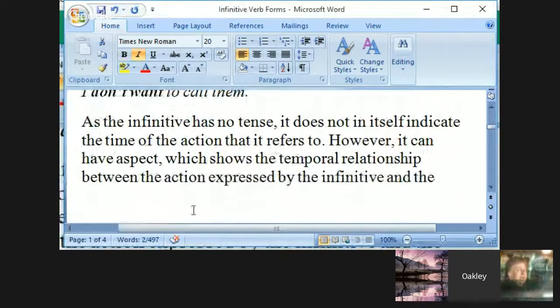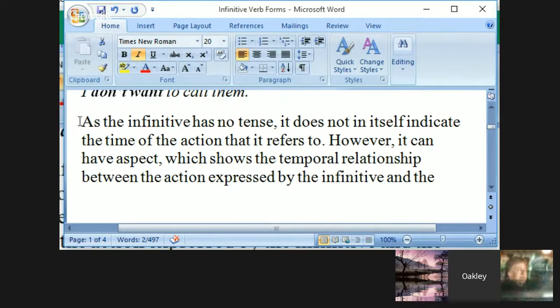Hello, Ken. Hi, welcome. Yes, hello, thank you. Okay. We're looking, welcome. We're looking at infinitives today. You guys are going to practice forming some sentences as we go along.